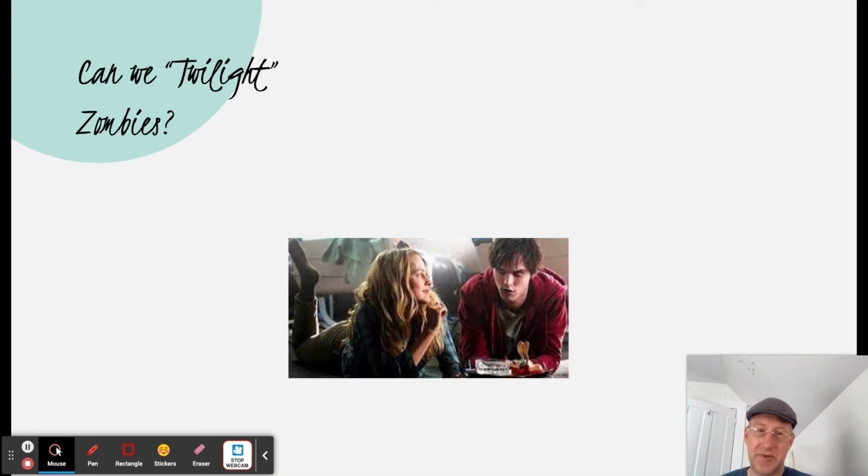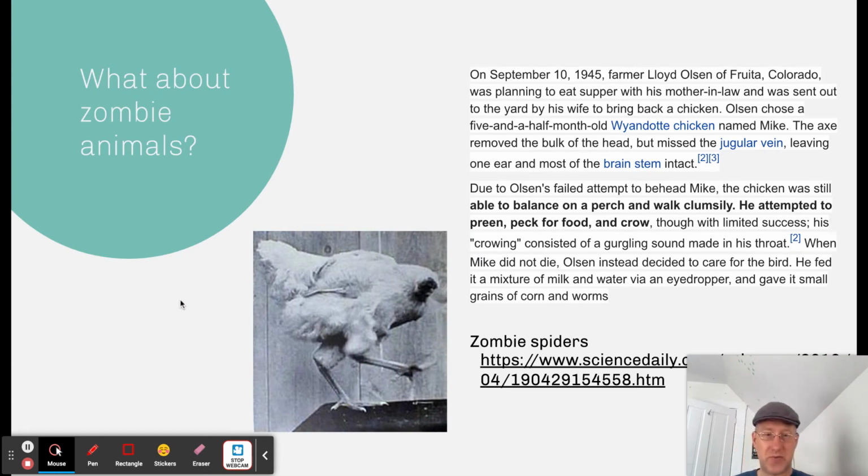Can we have Twilight zombies? Could you actually have a zombie that was kind of human-ish? What about zombie animals? We actually have some cases of that. This is the case of Mike, the zombie chicken. He cut off most of its brain, but that actually didn't do anything. Mike didn't try to eat people. Mike was just alive and fed via eyedropper, despite having no head.